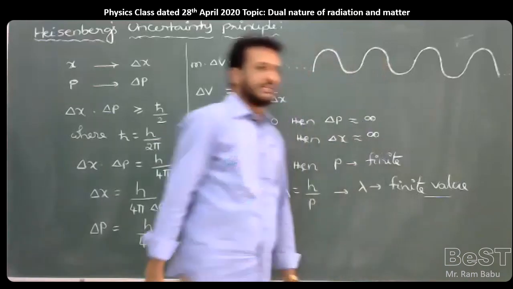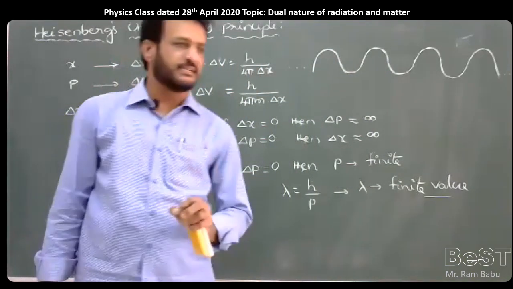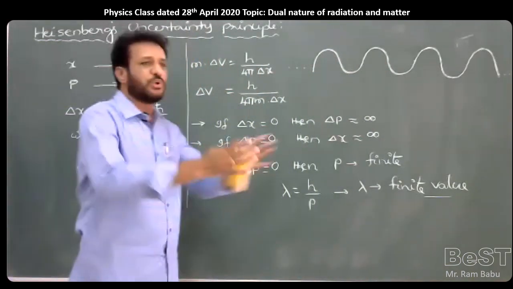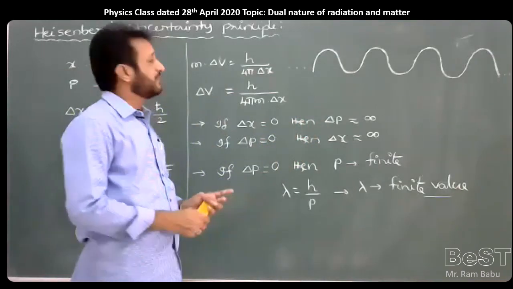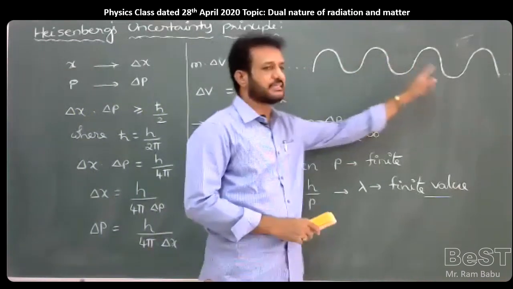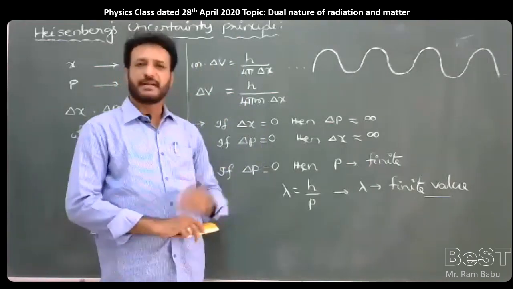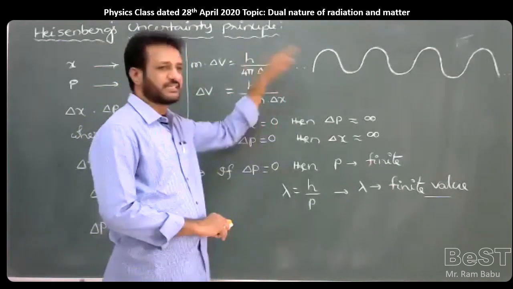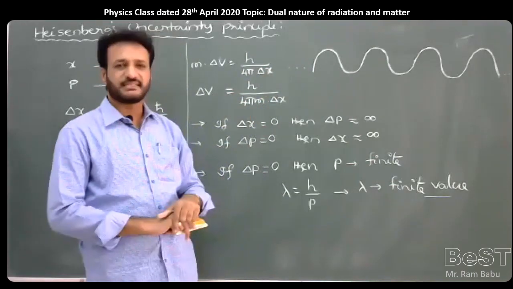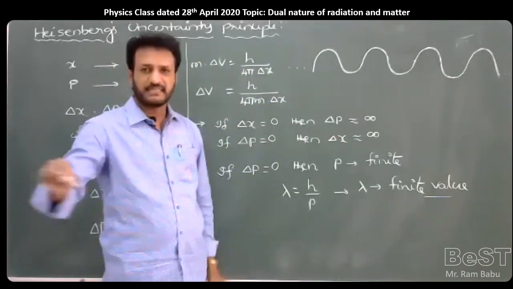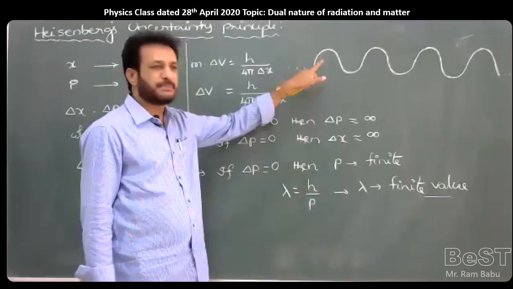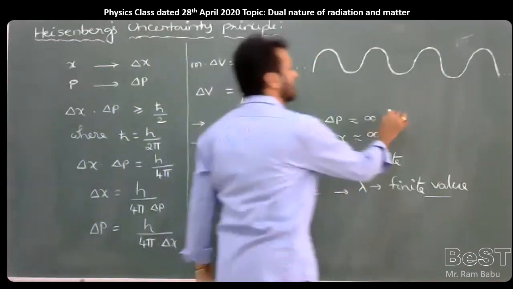So whenever any wave has a finite wavelength, the wave can spread throughout the universe. Whenever the wave is spreading throughout the universe, that means the position of the particle will be infinite. The particle may be anywhere throughout the universe. But in general, whenever a particle is in motion, the wave may not appear like this. The waves appear like this.